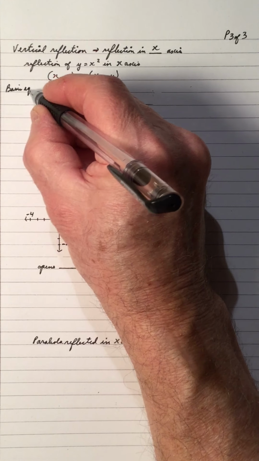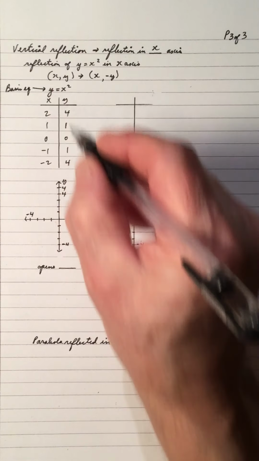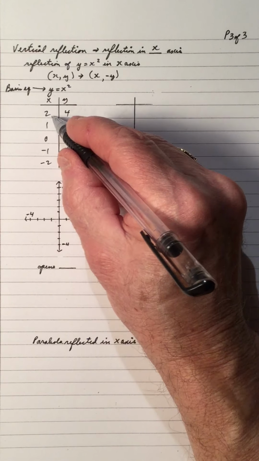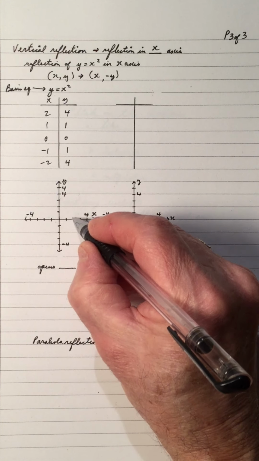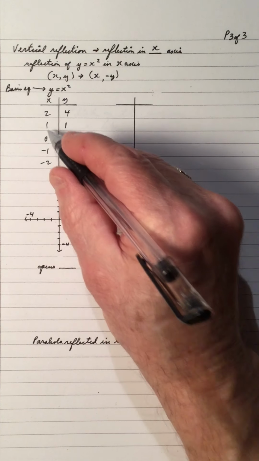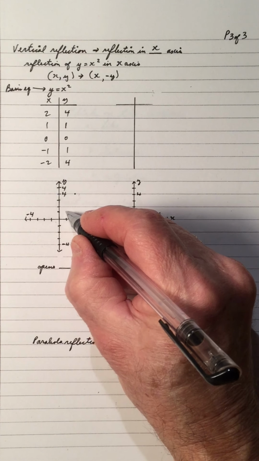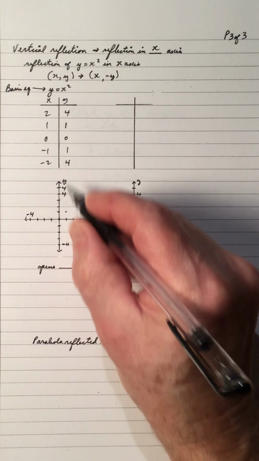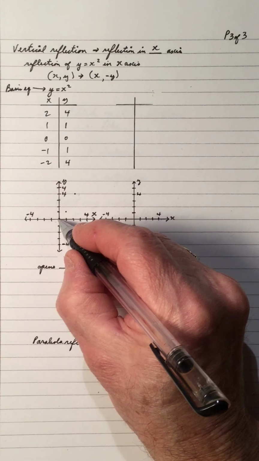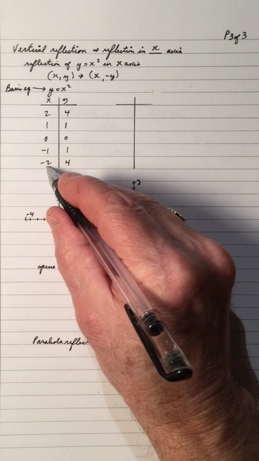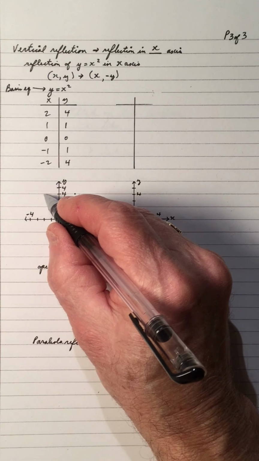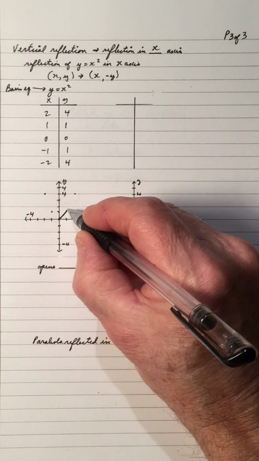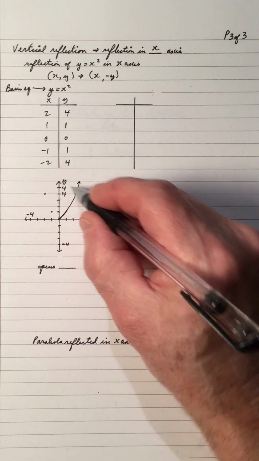So that's the basic equation of a parabola right here. And as a result, we'll look at this graph now. X is 2, y is 4. X is 1, y is 1. X is 0, y is 0. X is negative 1, y is 1. X is negative 2, y is 4. And this is the graph that we have pertaining to the parabola.